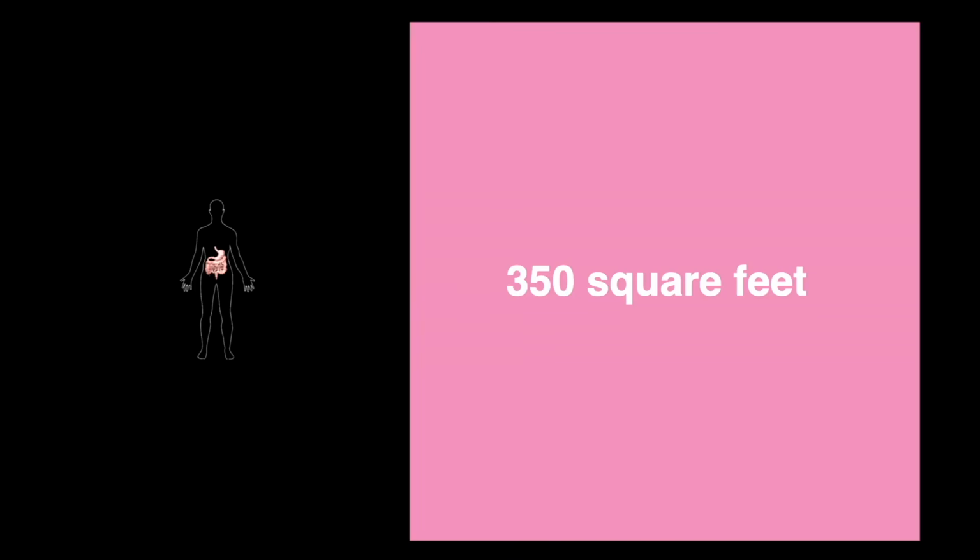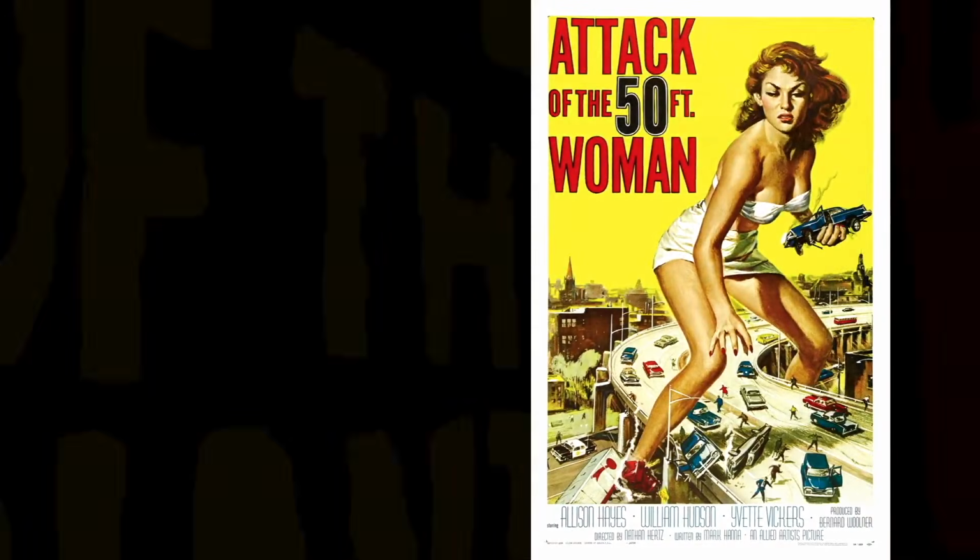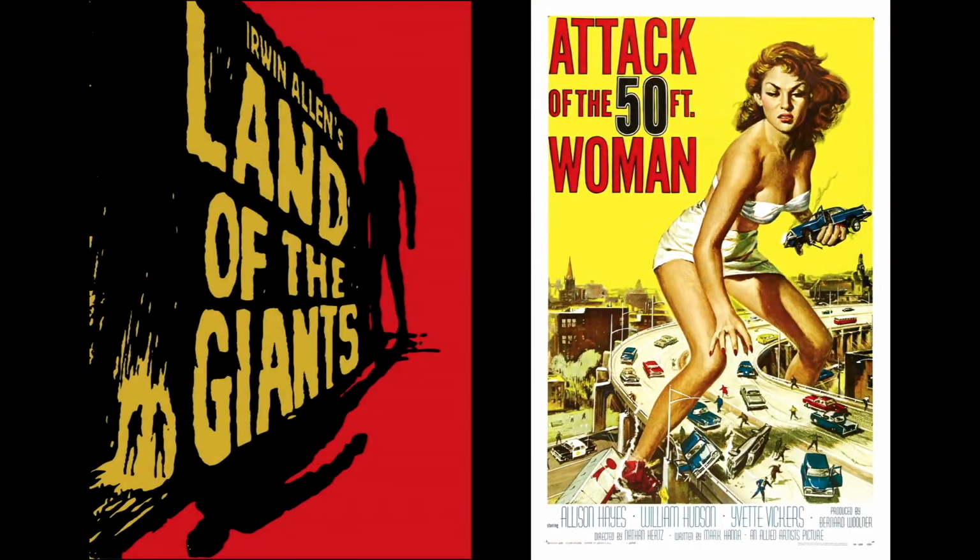But let's talk a bit about how science fiction handles big and small. In the TV series Land of the Giants and the similarly sized woman in Attack of the 50-Foot Woman, we have creatures about 12 times their original size, with 144 times the surface area and 1,728 times the weight, or about 150 tons.